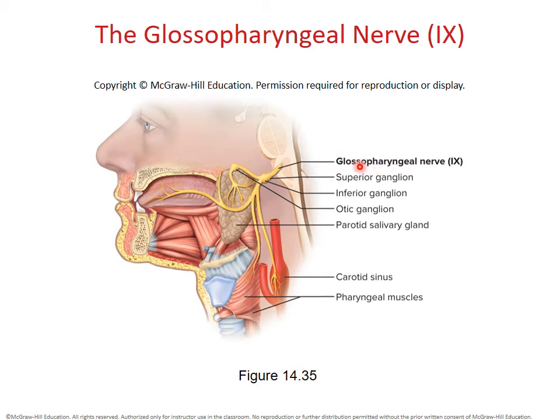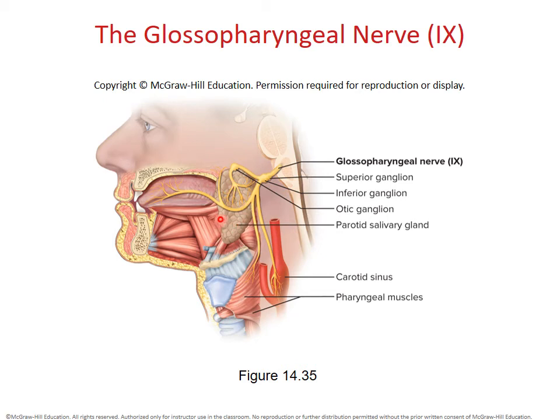The glossopharyngeal's parasympathetic function is that it will innervate the parotid salivary gland. So while the facial nerve innervates most of the salivary glands, the glossopharyngeal will innervate the largest of the salivary glands, called the parotid salivary gland. Now, I did mention that it's a mixed nerve. It does have some sensory function.